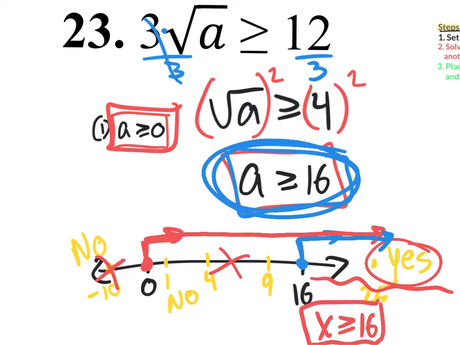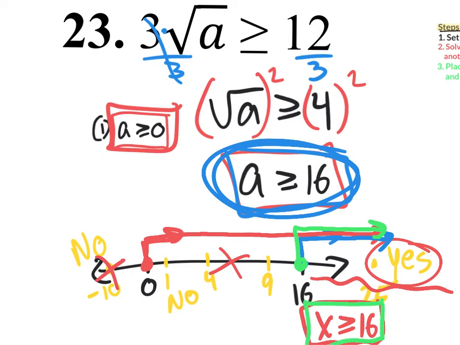So where's the actual overlap piece? It is from here this way. So you could conclude your answer by seeing where it overlaps. And since the overlap is at 16 and to the right of 16, you would say that your answer is x is greater than or equal to 16.